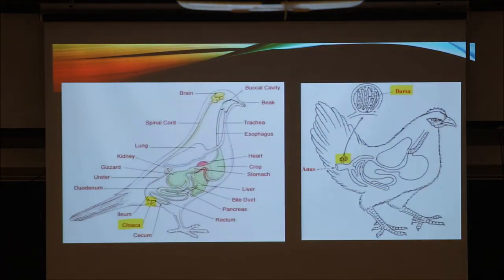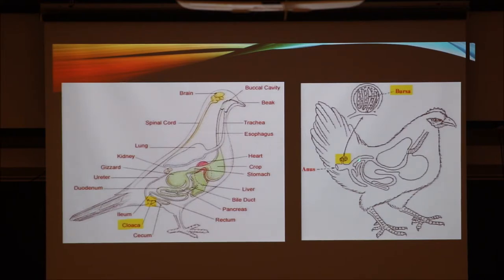Okay, so here are some diagrams to help you visualize that. You see here, this is the cloaca on the bird. You can see that the urinary tract comes there and the intestinal tract all go here. This would be the vent that lets the bird excrete waste. So by our definition, we know the bursa should be somewhere over here, dorsal to the cloaca.